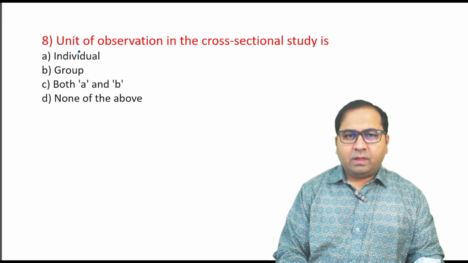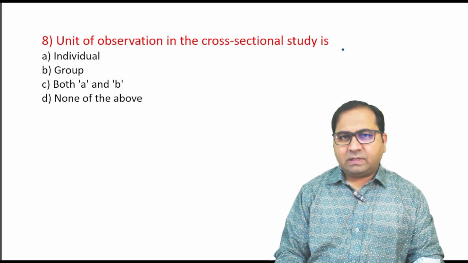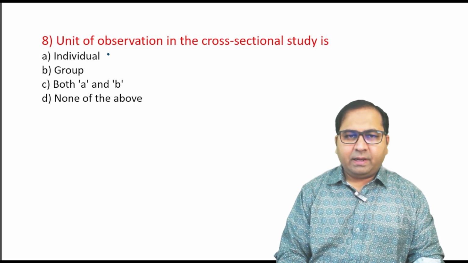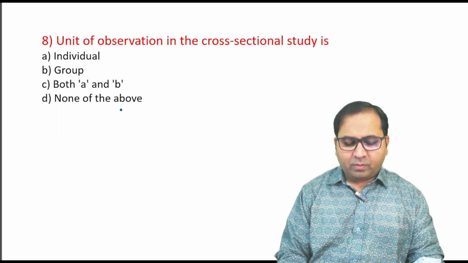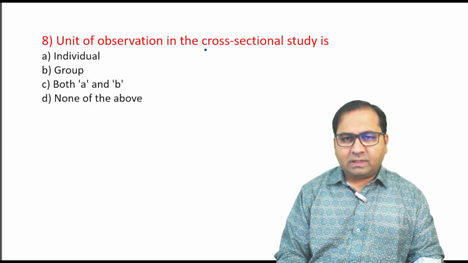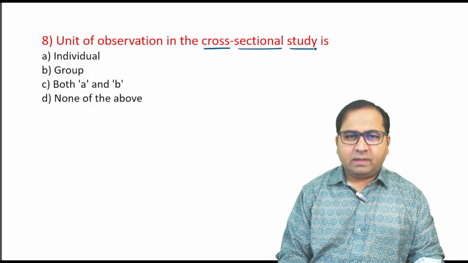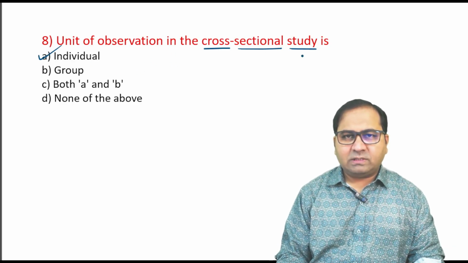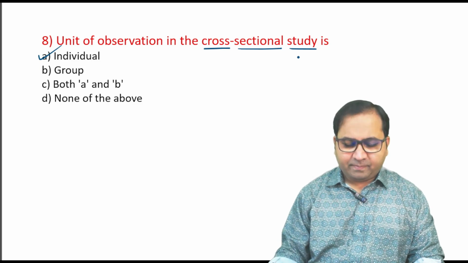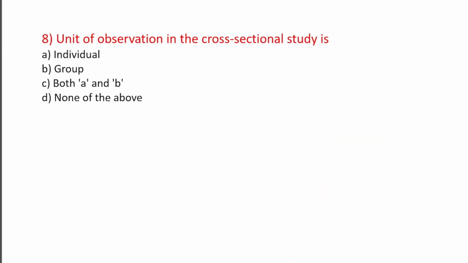Next question. Unit of observation in the cross-sectional study is, the options are A, individual, B, a group, C, both A and B, or D, none of the above. Unit of observation in a cross-sectional study is what? The answer is that it is an individual. Individual is the unit of observation in cross-sectional study. Please remember this point. We took the answer as individual.